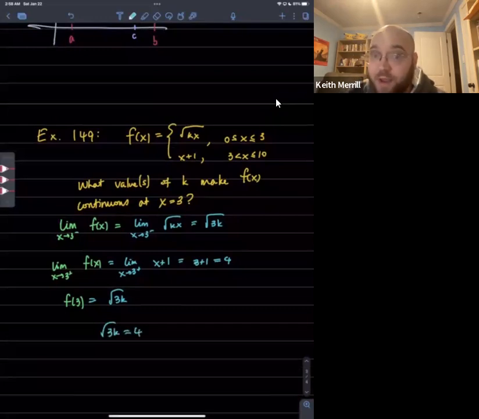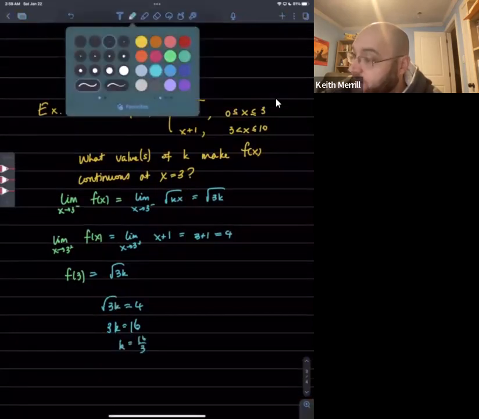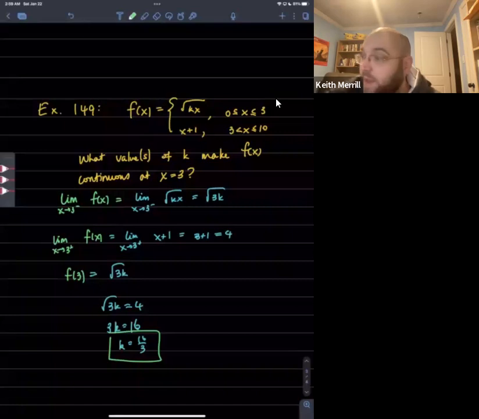And now I just solve for k. So 3k is equal to 16, and k is equal to 16/3. And this is my answer. This is the, in this case, unique value. There was only one. This is the unique value that makes this function continuous at x equals 3. Apologies.